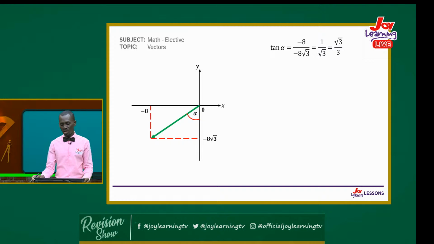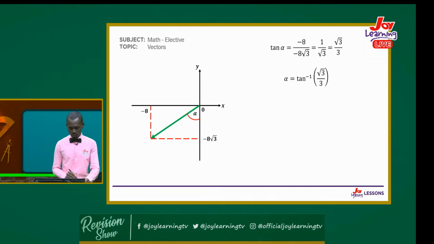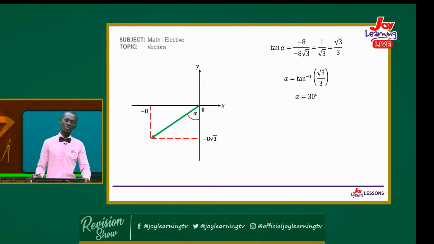I have -8 on -8√3. By the way, just a quick one here. You don't need to put the negatives or the positives. They are immaterial because it will not really give you much information. All it tells you is where it lies. Now that will give you 1/√3 if we did the division right. If we rationalize the surd, it will be √3/3. So if we found the tan inverse or the arctan of √3/3, you know that to be 30 degrees. So alpha is 30 degrees.